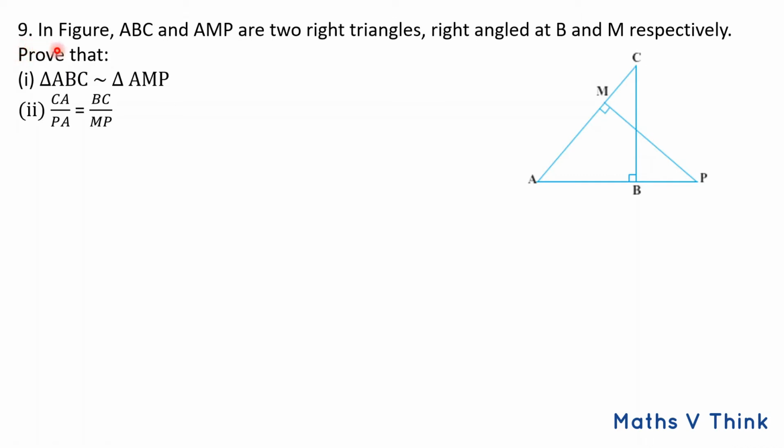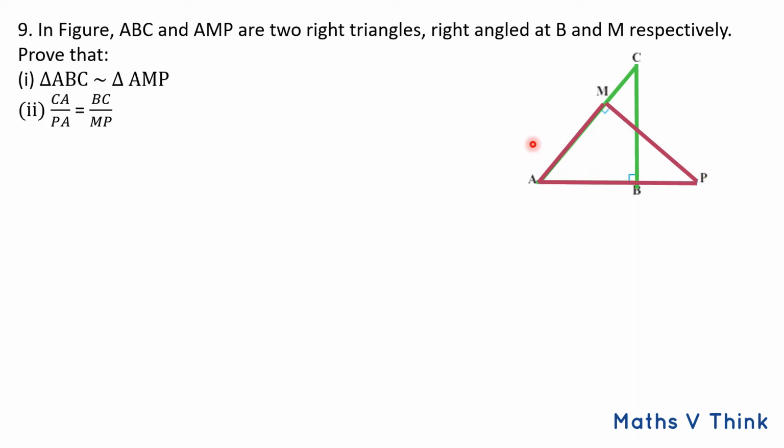The ninth question says, in the figure ABC and AMP are two right triangles, right angled at B and M respectively. Prove that triangle ABC is similar to triangle AMP, and that CA by PA is equal to BC by MP. In the figure they give ABC and AMP as two right angle triangles, so you can see the right angle at M and B. We need to prove that ABC is similar to AMP.